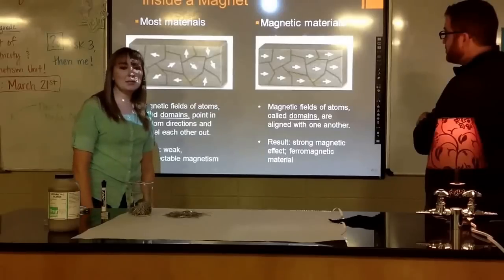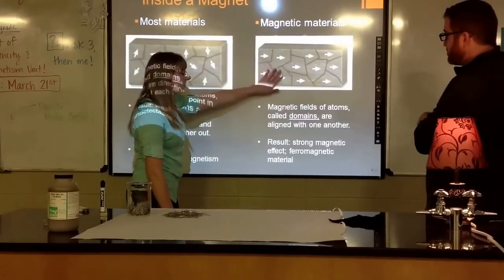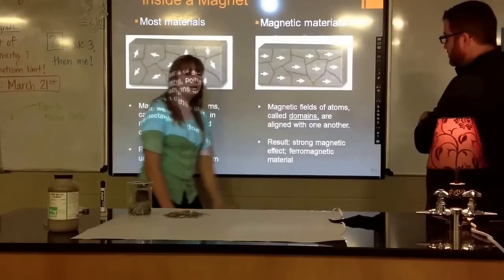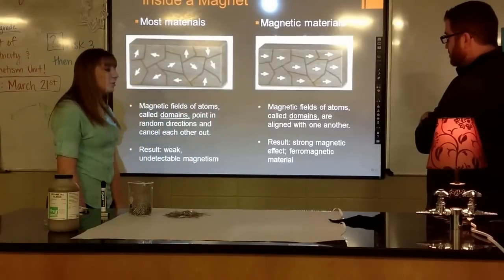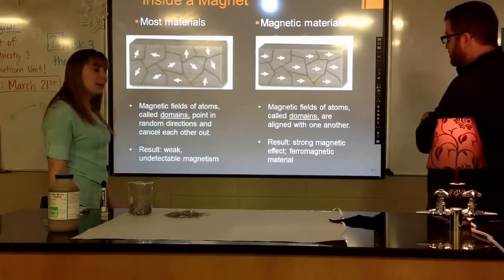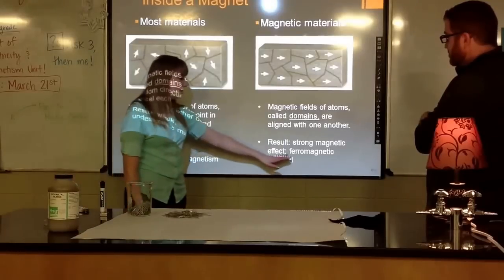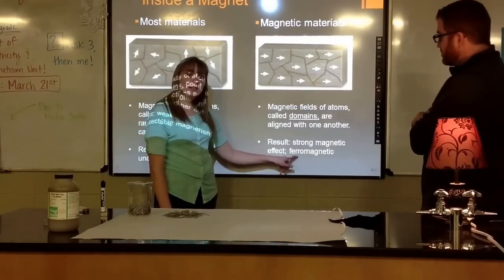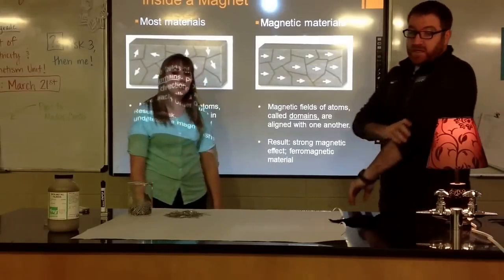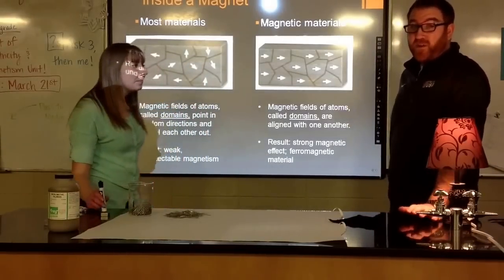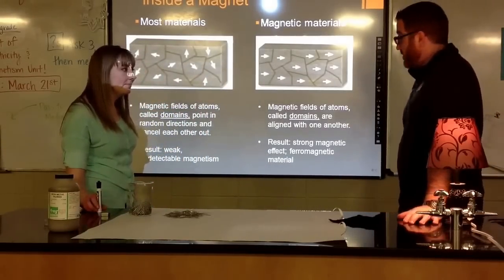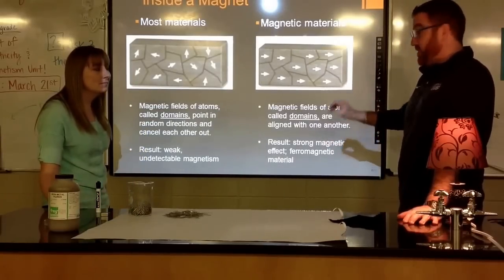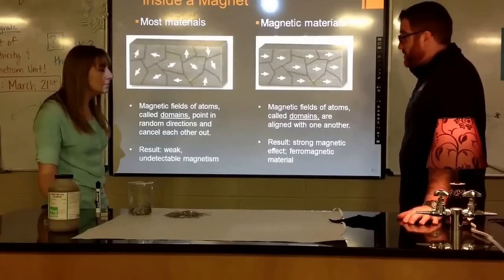With magnetic materials, all of the domains inside of a magnet are aligned, pointing all in a similar direction, and then we end up with a very strong magnetic effect, and we call these ferromagnetic materials. Ferromagnetic, probably a word you haven't used much before, but it's definitely one that you're going to be using a lot coming up. So be sure to not only get the word written down, but also a definition in your own words.